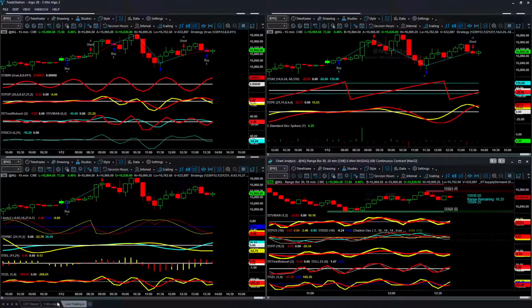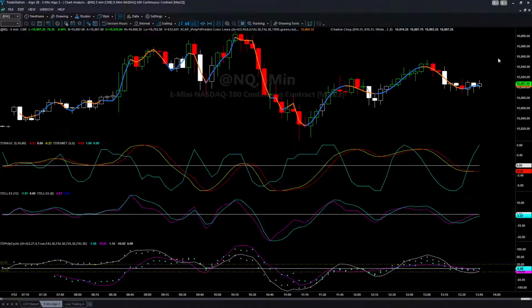So there's nothing happening right now. It's just sideways oscillation. Look at that. Right there. I was completely right about getting out of that trade and making a couple $100 off of that.